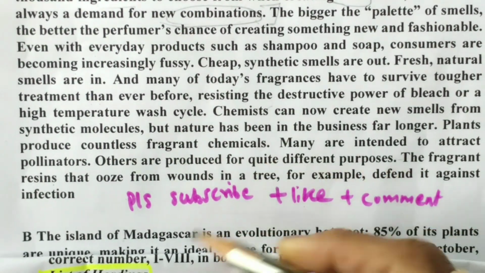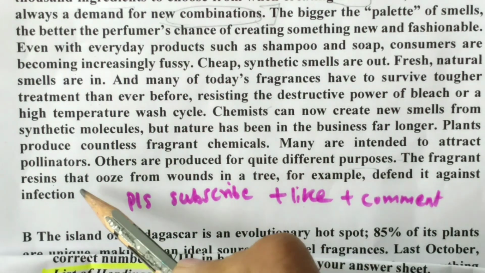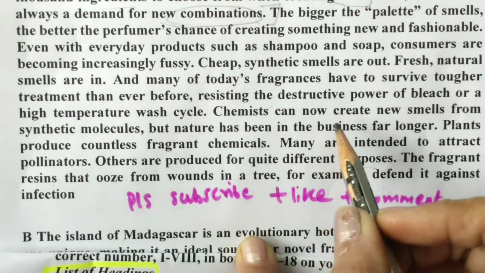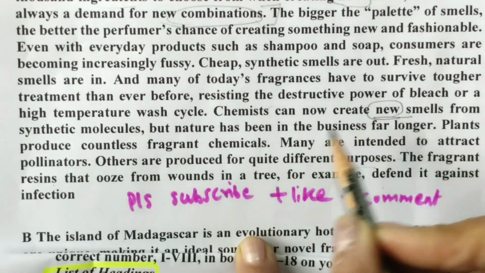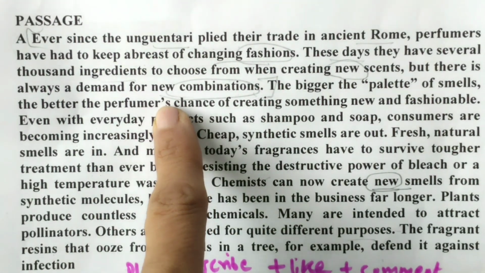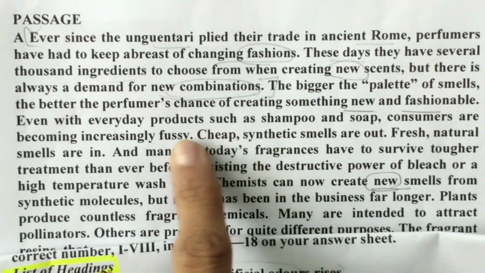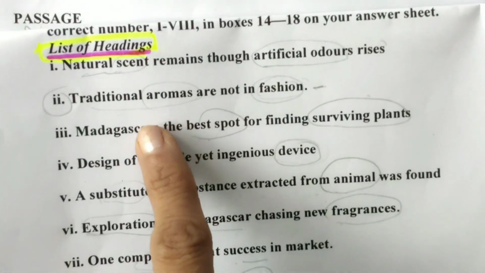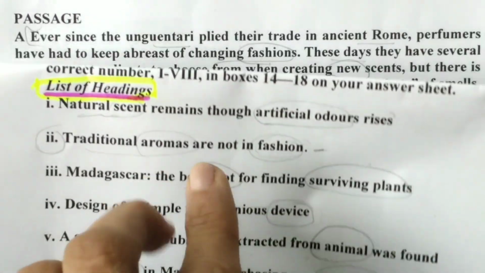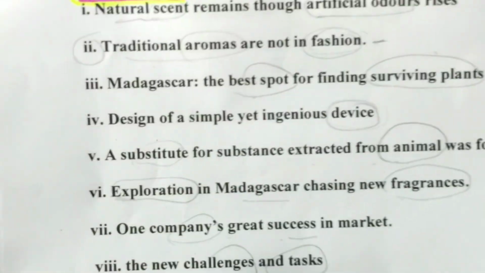Many are intended to attract pollinators, others are produced for different purposes. The fragrant resins, so they are talking about something different. New smells, the word new is there actually everywhere. So they are new combinations, it means they are talking about that. And see this, fashionable and new is also given. That's why traditional aromas are not in fashion. It means they are looking for new fashion, new types of things. So that's why we have selected the correct one.